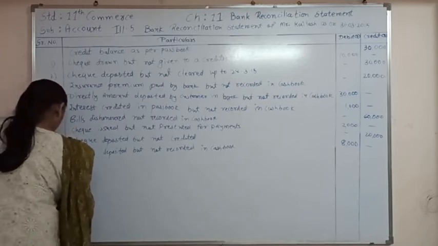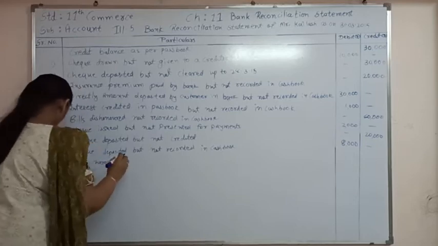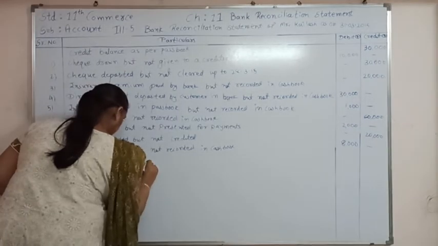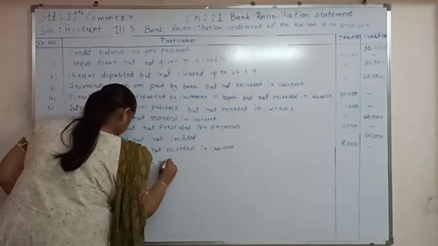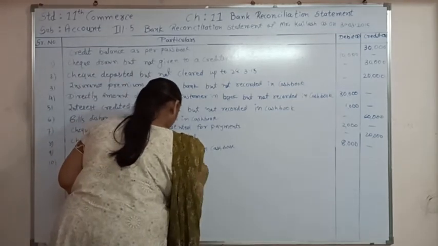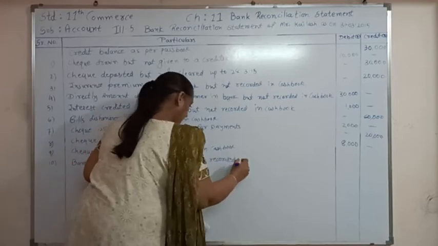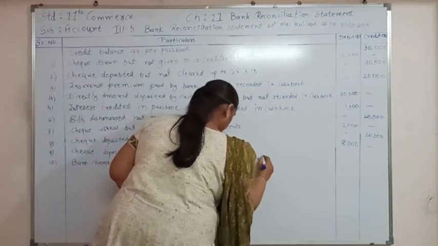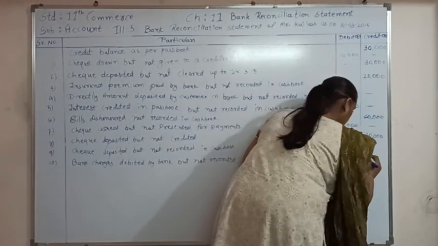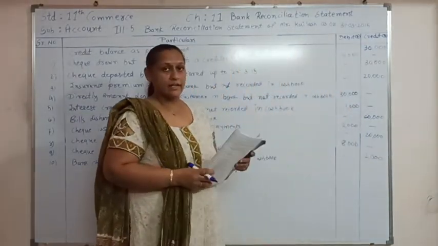Bank charges debited by bank but not recorded in cash book. So that will be of rupees 2,000. So here we are finished with all the entry.